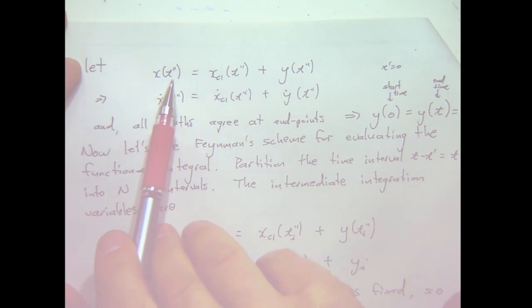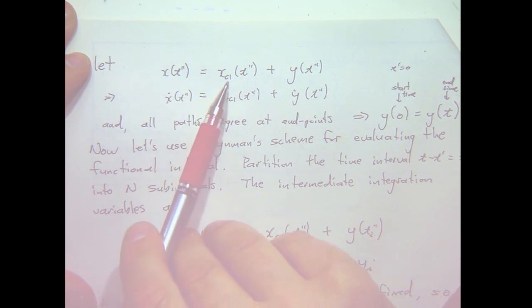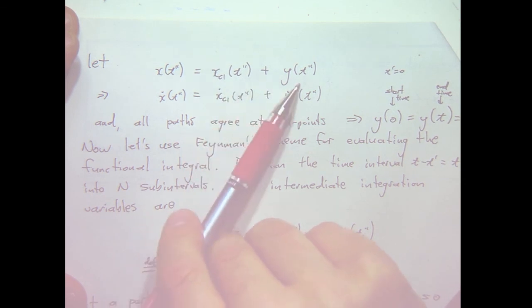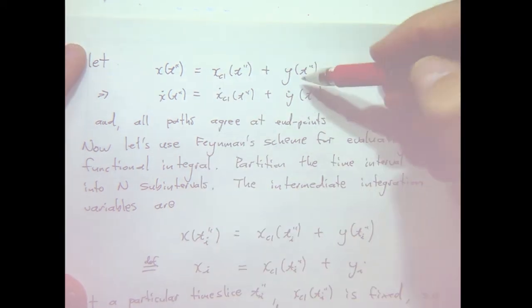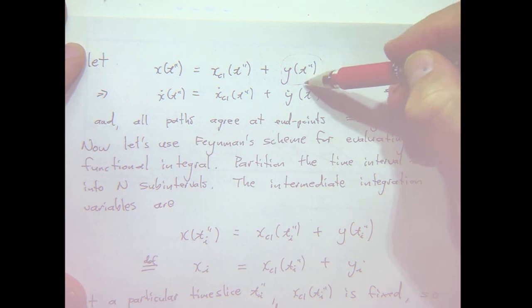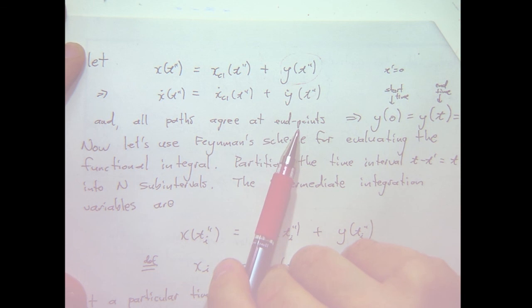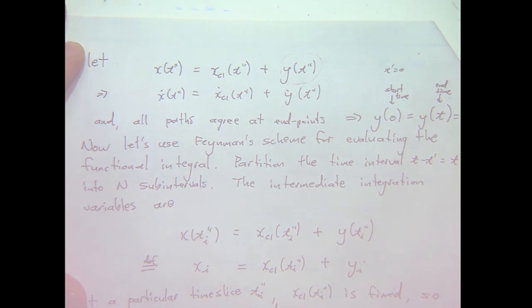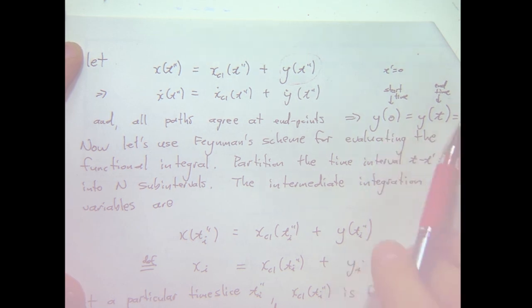So the first thing is that the actual variable of integration is going to be x of t double prime. And what you want to do is just change variables so that you have the classical path plus, if you like, a deviation from the classical path, which is y of t double prime. So your new integration variable is going to be the deviation from the classical path, y of t double prime. And all the paths will agree at the endpoints. If you remember, in lecture one, we did the same thing. It's the error function, sort of like a deviation from the classical path. So y at the initial time and y at the final time is zero.